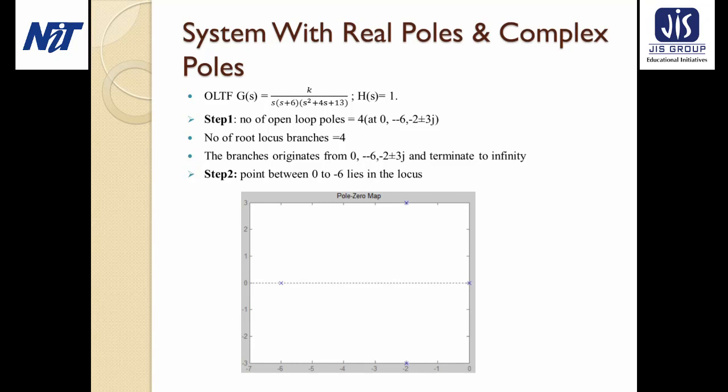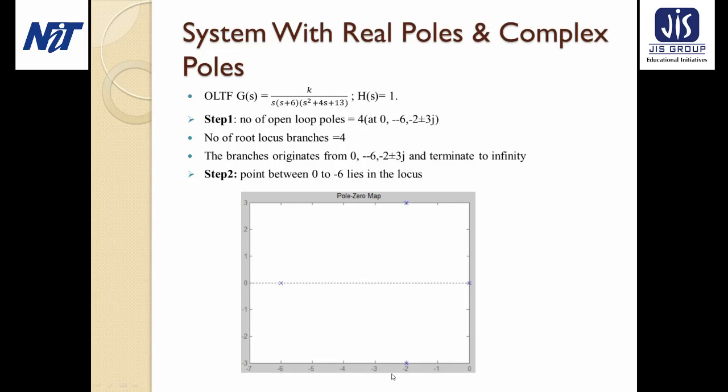Now, as in this open loop transfer function there are no zeros, the branches of the root locus will originate from the open loop pole locations and will terminate at infinity. So here we can see the pole locations. The poles are located at 0, minus 6 and minus 2 plus minus 3j.